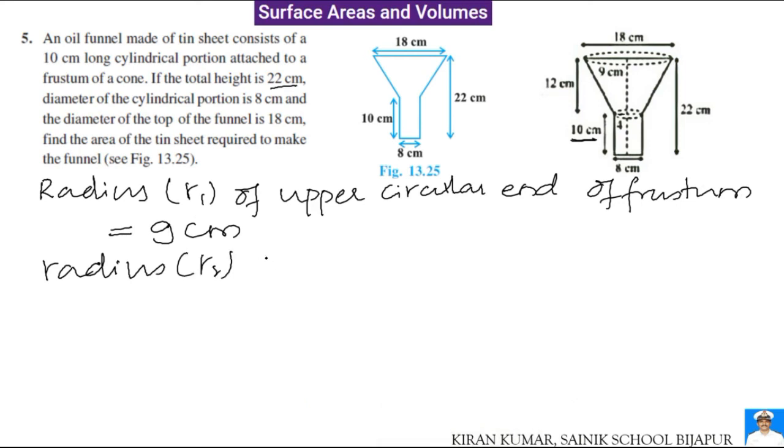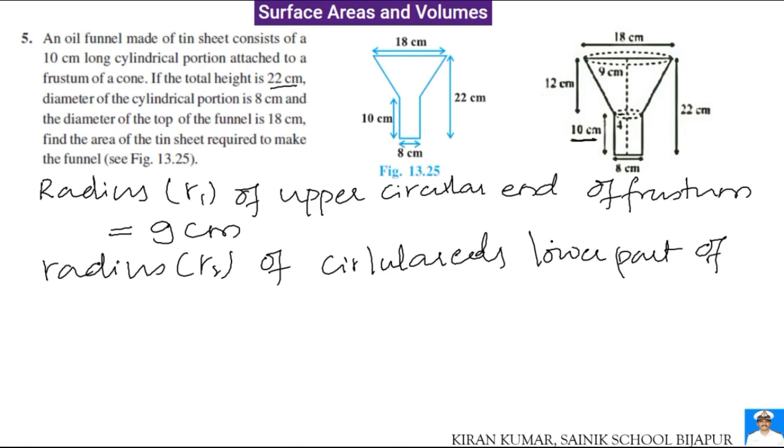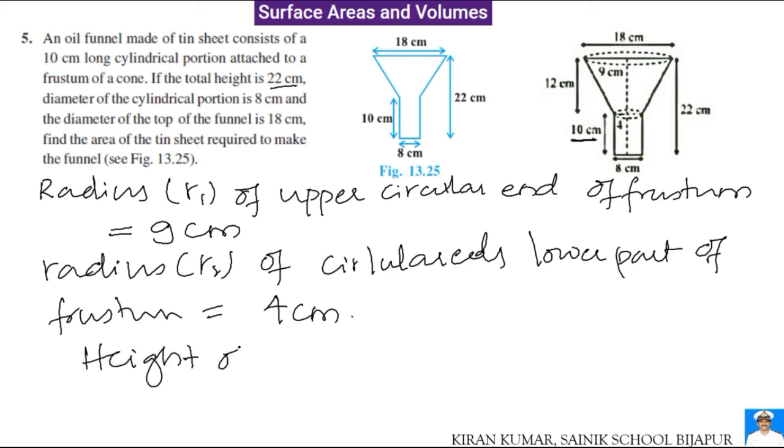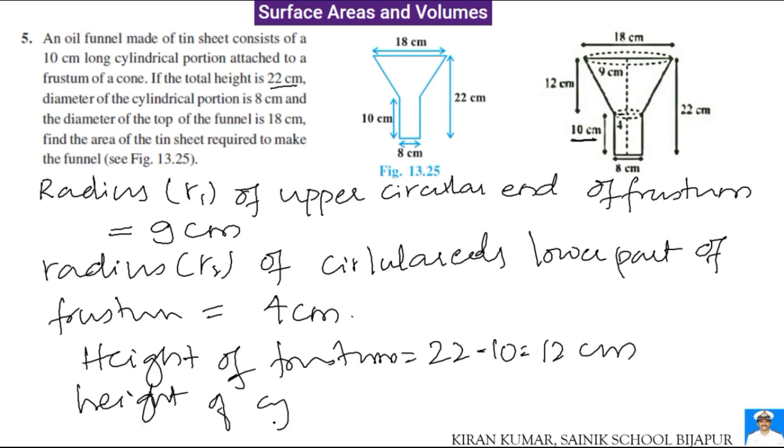Radius R2 of circular end of lower part of frustum is 4 centimeter, and the height of the frustum is 22 minus 10, 12 centimeter, and height of cylindrical portion is 10 centimeter. Here we need to find the slant height.